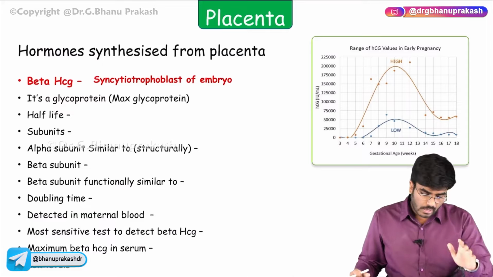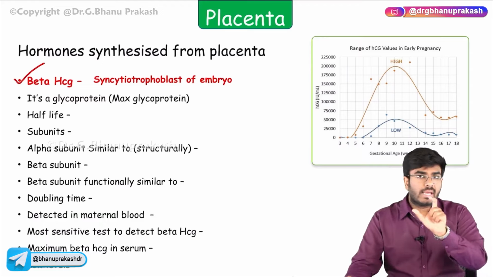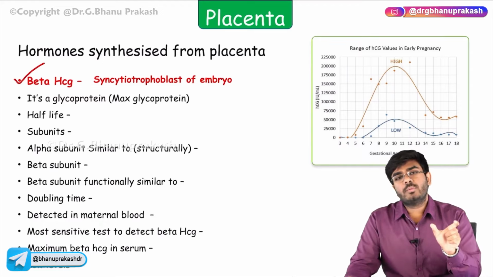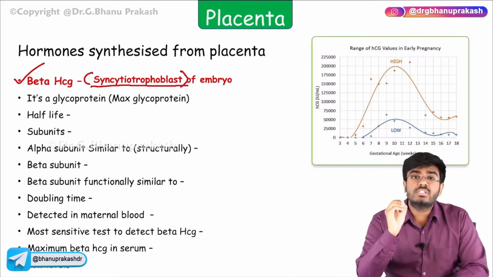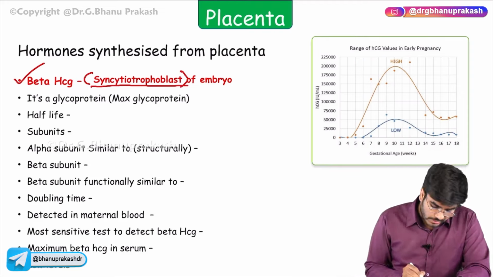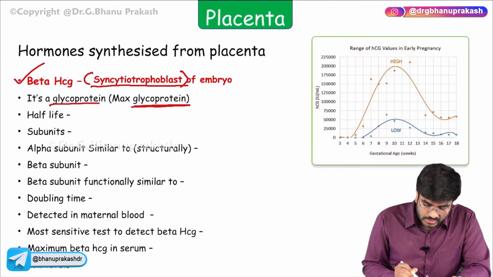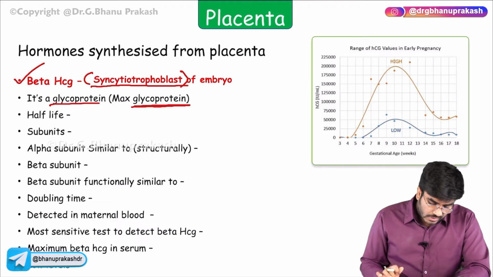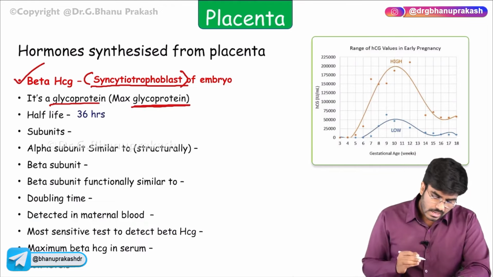Estrogens is completed. Now, let's talk about the other hormone, that is beta HCG. A direct MCQ: beta HCG is produced from the syncytiotrophoblast, the hormonally bioactive area. Now, this beta HCG is a glycoprotein. Okay, it is the hormone with the maximum glycoprotein content. Having said that, what is the half-life of this beta HCG? It is 36 hours.